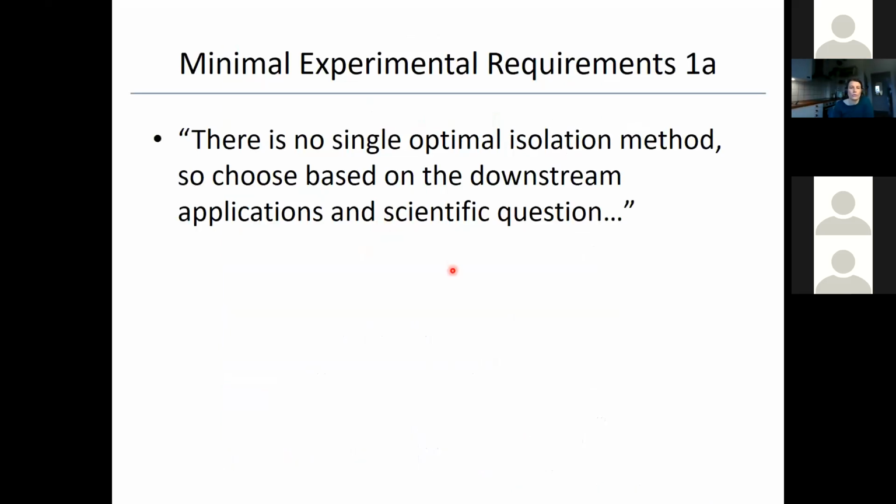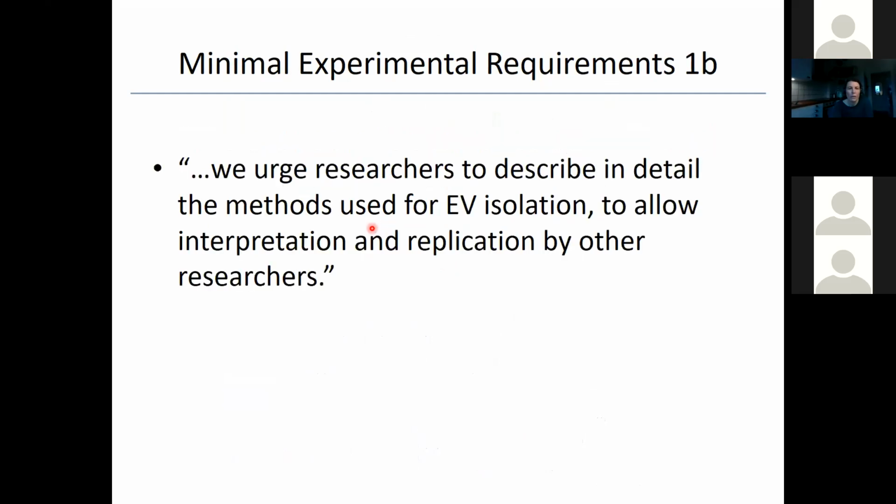So what they are requiring then is that, okay, we're not going to tell you that you have to use this method to say that you have vesicles. But what you have to do is describe in detail the method that you actually have used to isolate your vesicles, because that will allow interpretation and replication by other researchers. But we can only do that if you are specific about what you have done.